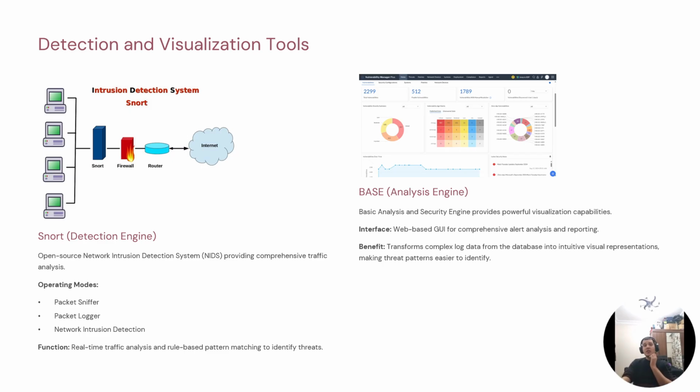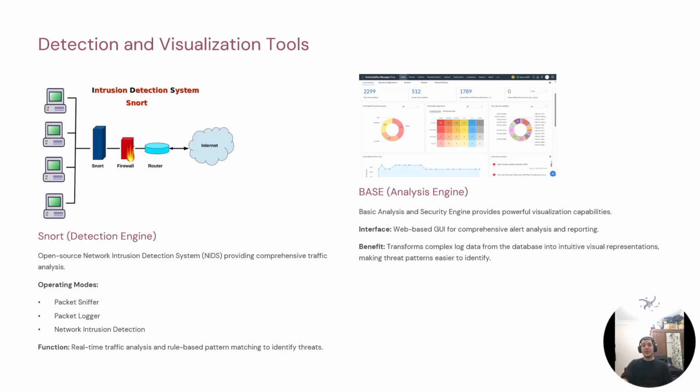So how do we identify these threats in a live environment? We rely on two critical components, the detection engine and the analysis engine. For detection, we use Snort. Snort is an industry standard open source network intrusion detection system. It operates in three modes: as a packet sniffer, a logger, or a full detection system. Essentially, it monitors network traffic in real time and compares it against a database of rules or signatures.